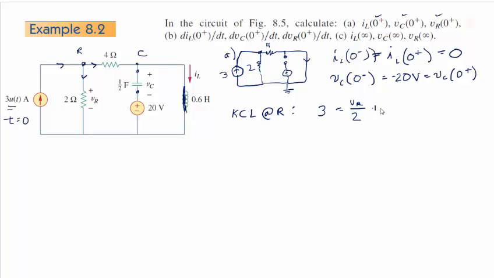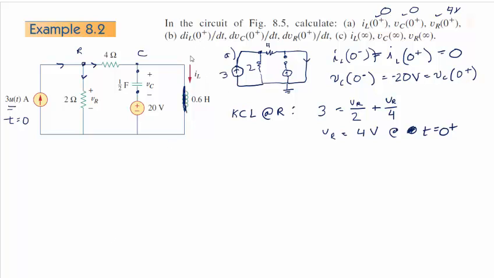So anyhow, 3 amps goes in, and then we have the voltage across R divided by 2 ohms. Now, if this is at 0 volts and this is a short at time 0 plus, then this is also at 0 volts. So we have the same voltage here, right? So it's also going to be VR over 4. Now I do my algebra, and I come up with VR equals 4 volts, and that is V at time 0 plus. Okay, so that's 4 volts, that's 0, and that's 0. That's what we've found out so far.